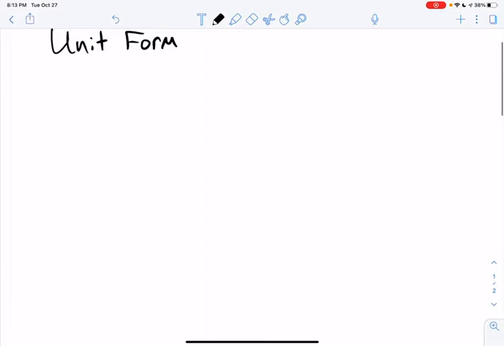Today we're going to be talking about unit form. Before we start unit form, I wanted to go over standard form again, and I wanted to go over expanded form as well.